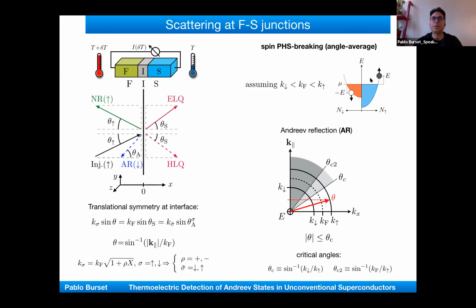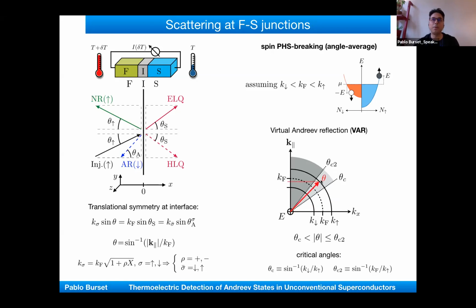Indeed, if we consider that the spin up is the majority spin, this is an energy sketch of an Andreev reflection from a spin up electron into a spin down hole. And even if we are within the band and with a finite density of states, for a given energy, we can find a case that with the angle of incidence, we will see some effect that gives a spin particle hole breaking term. Indeed, if we inject particles below a critical angle here, for majority spin up, they can be Andreev reflected with a spin down.